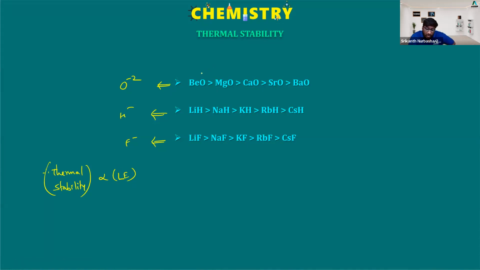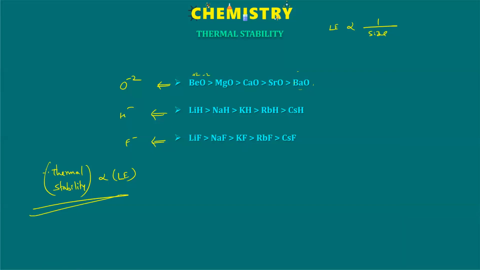Now, if you try to compare, charge is the same, plus 2 everywhere, plus 2 minus 2, plus 2 minus 2. Lattice energy is inversely proportional to size. So where you have greater size, BaO, there you have less lattice energy, obviously less thermal stability. So BeO is more thermally stable when compared to BaO based on this order. Similarly, LiH to CsH, LiF to CsF. Got it or not?